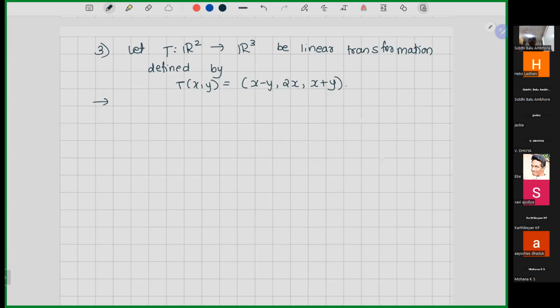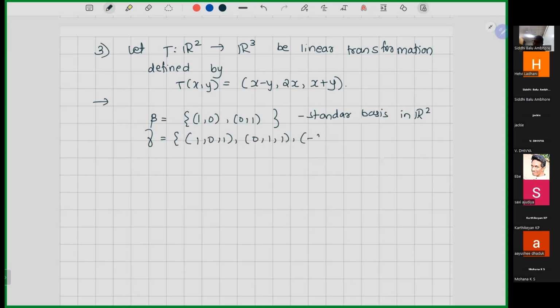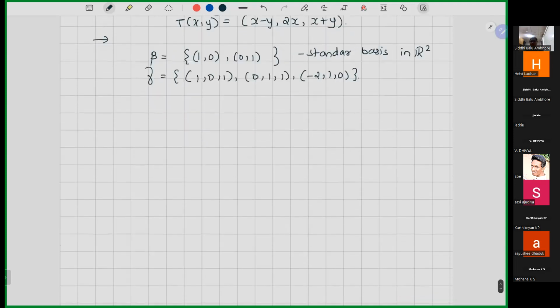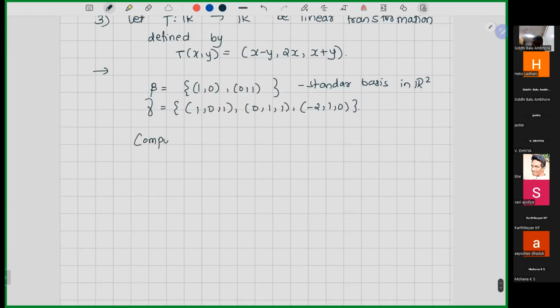Now we will see how things are here. Suppose beta is again 1 comma 0, 0 comma 1, the standard basis in R2, and gamma is, let us take, 1 comma 0 comma 1, 0 comma 1 comma 1, and minus 2 comma 1 comma 0. And we need to compute T beta gamma.